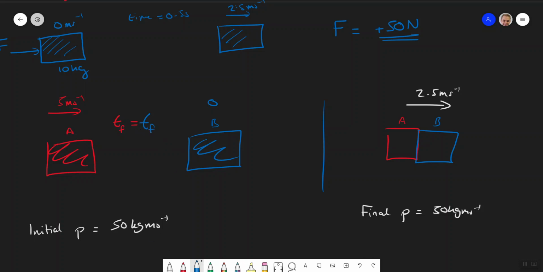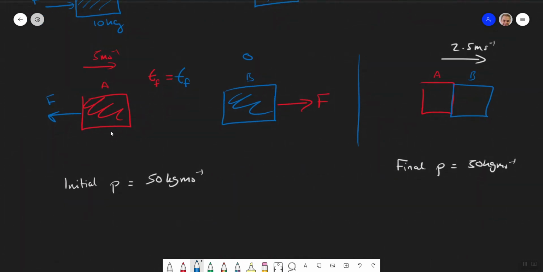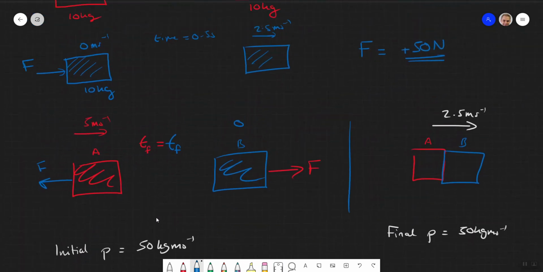But what we're interested in is that if the red one pushes the blue one this way with some force, well, the blue one must push that way with the same value force on that one, because if the times are the same and we need to get the same change of momentum, well, these need to be identical. This is Newton's third law. This idea that every action has an equal and opposite reaction.